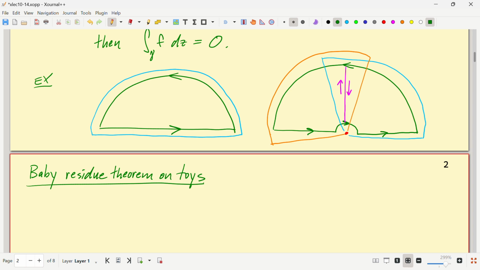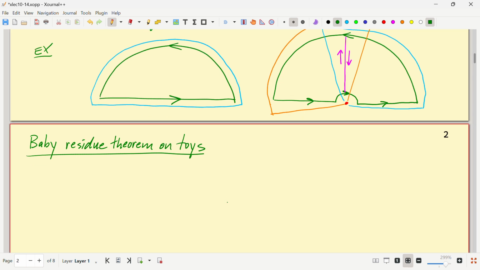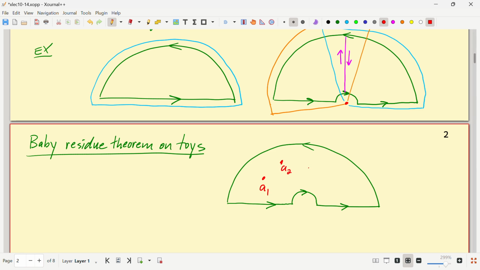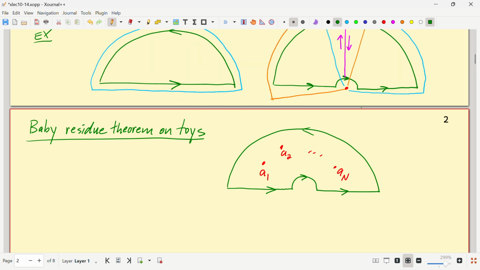Okay, so I'll draw a picture. I'll have this toy region. How about this? And then I'll have finitely many places where there's poles inside: a1, a2, out to an. And let's call this curve gamma.